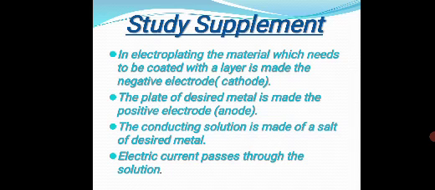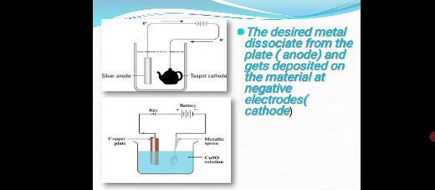In electroplating, the material which needs to be coated with a layer is made the negative electrode, known as the cathode. The plate of the desired metal is made the positive electrode, known as the anode. The conducting solution is made of a salt of the desired metal. All this work will be done when the electric current passes through the solution. Look at these pictures. The desired metal dissociates from the anode plate and gets deposited on the material at the negative electrode, the cathode.